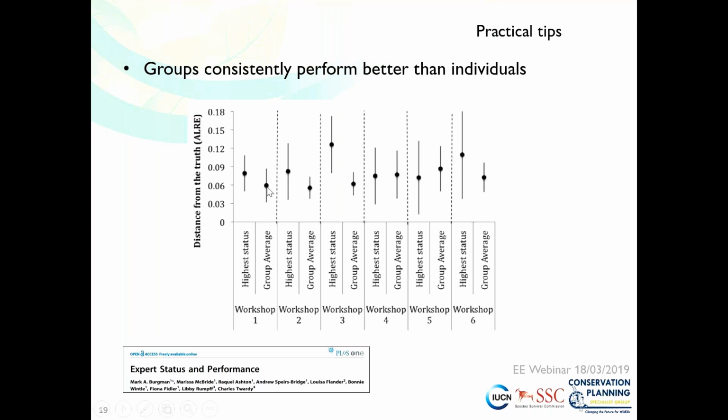Okay, almost always they were closer to the truth, and they had a narrower range of uncertainty as indicated by these confidence intervals. Okay, even in the cases where they didn't outperform in terms of being closer to reality, you can see they largely overlap. So it's rare that a group does worse than an individual.